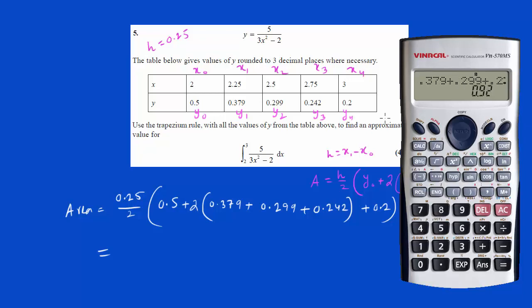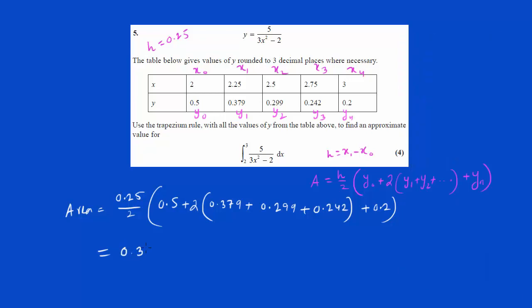Now multiply by 2, 1.84. Now let's add the first one, 0.5. So this would be plus 0.5. Then let's add the last one, 0.2, plus 0.2. Now outside we have 0.25 by 2. So let's multiply by 0.25 and finally divide by 2. What we get is the area, 0.3175.